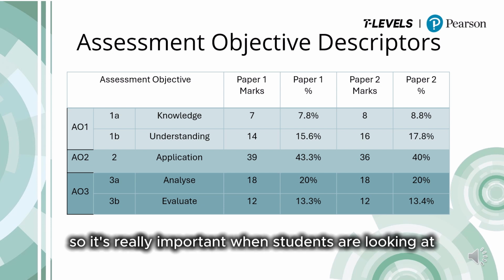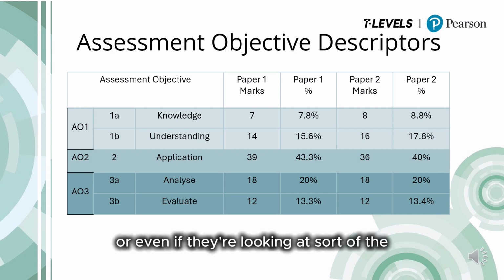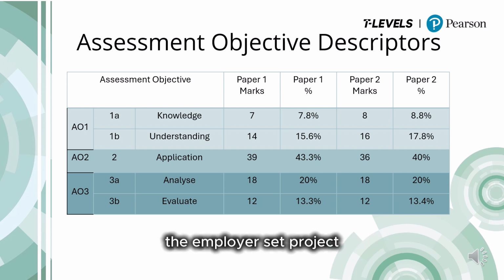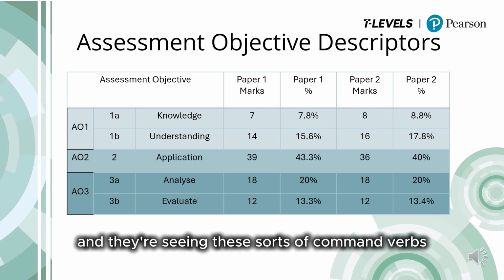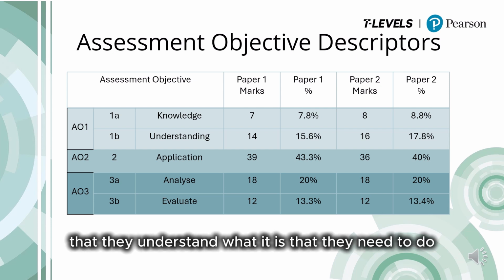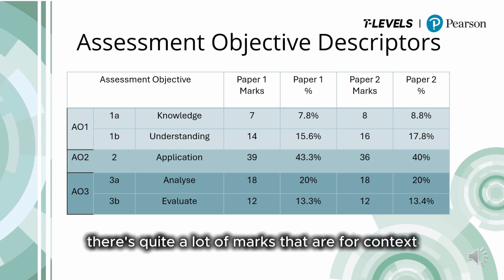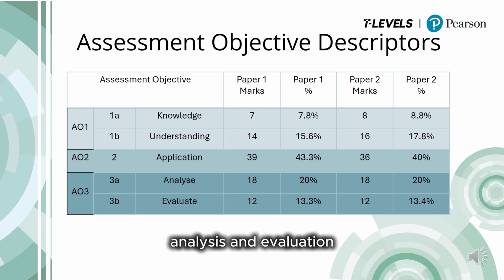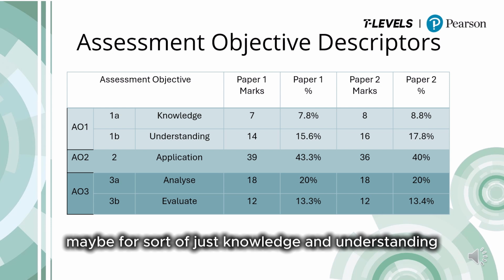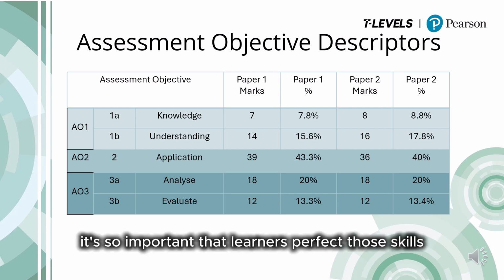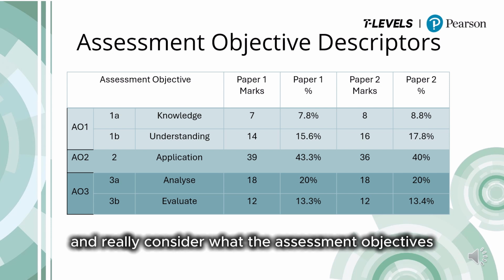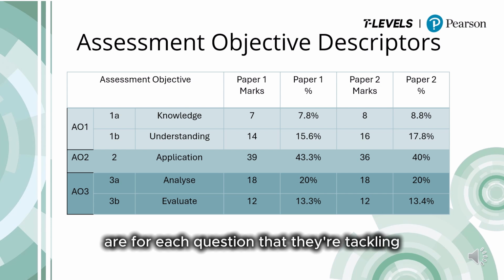So it's really important that when students are looking at the papers, or even the employer set project, and they're seeing these sorts of command verbs, that they understand what it is that they need to do. As you can see, there are quite a lot of marks for context, analysis and evaluation. There are fewer marks available for just knowledge and understanding, so you can see how important it is that learners perfect those skills and really consider what the assessment objectives are for each question that they're tackling.